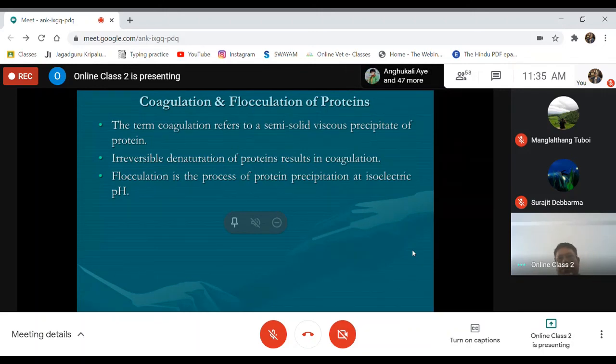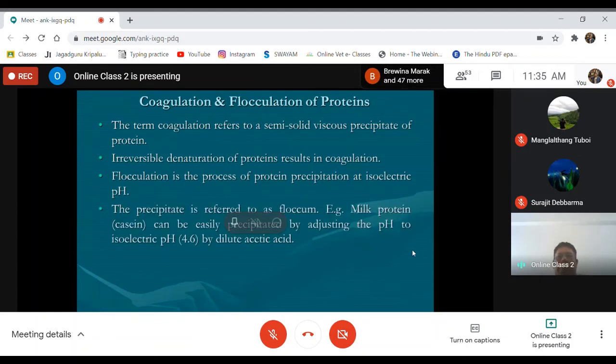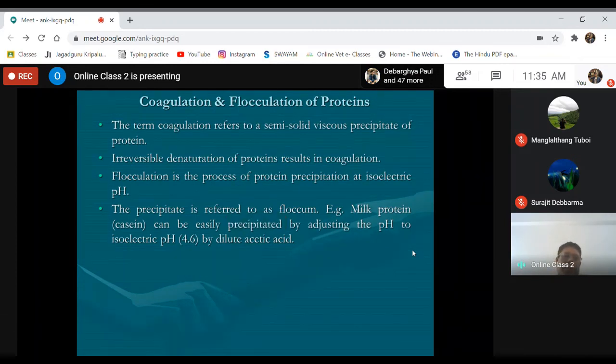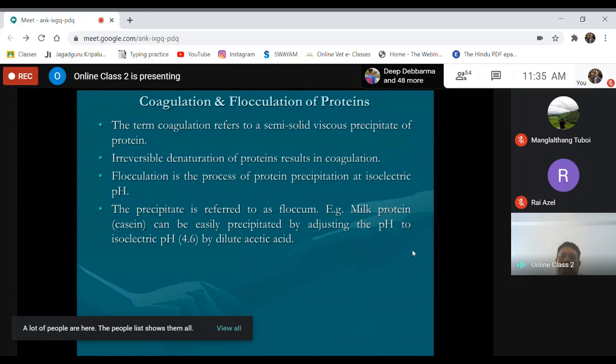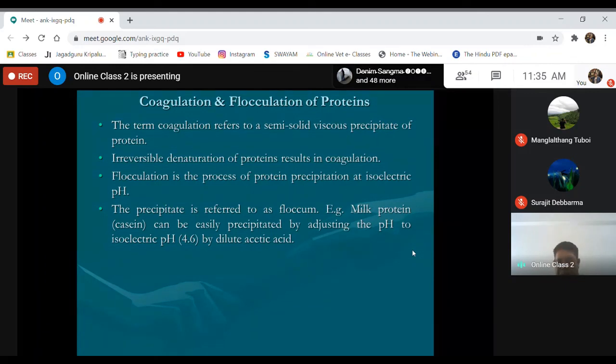the milk. Okay? So you can just separate out the casein. So flocculation is the process of protein precipitation at the isoelectric pH. Then the precipitate is referred to as the flocculum. So an example is that milk protein casein can be easily precipitated by adjusting the pH to its isoelectric pH, that is 4.6, by dilute acetic acid.